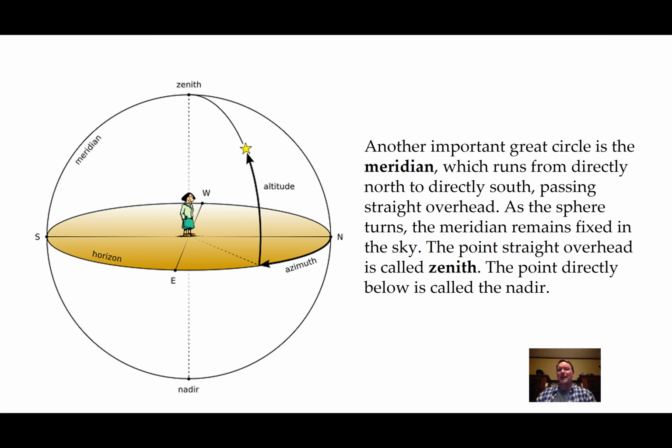The meridian is that imaginary line that runs north to south. I'm doing it right now because I'm facing south, like this. That's the meridian. So whenever you say objects cross the meridian, it's going to its highest point in the sky and then continuing on. The zenith is straight overhead.